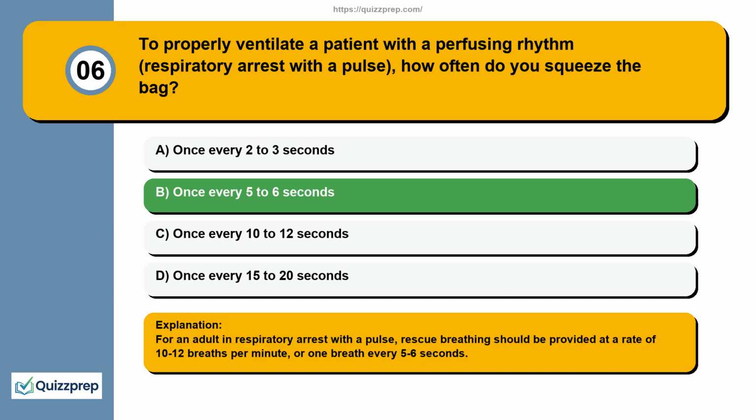For an adult in respiratory arrest with a pulse, rescue breathing should be provided at a rate of 10 to 12 breaths per minute, or 1 breath every 5 to 6 seconds.